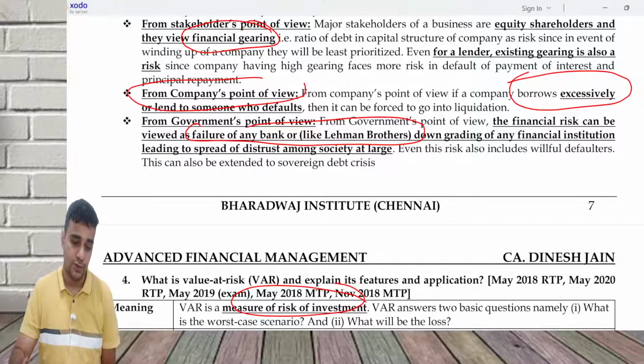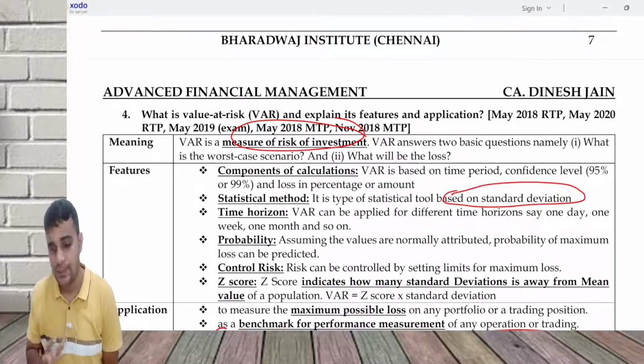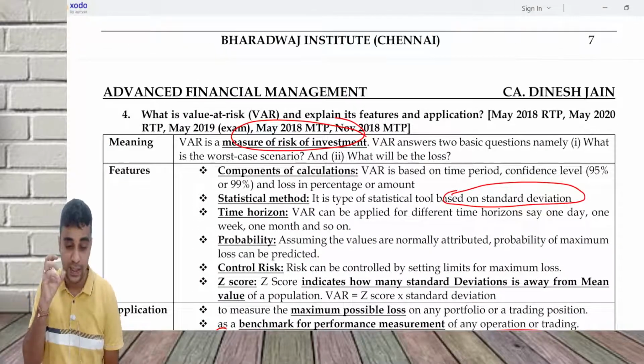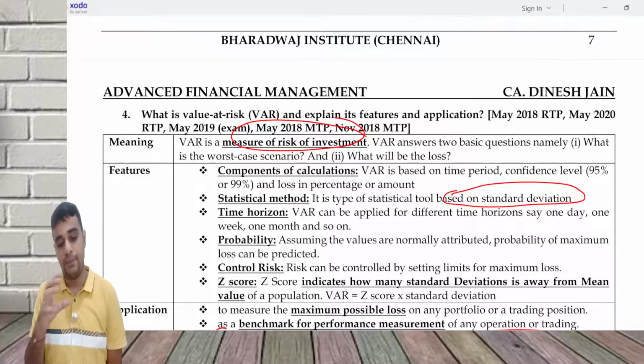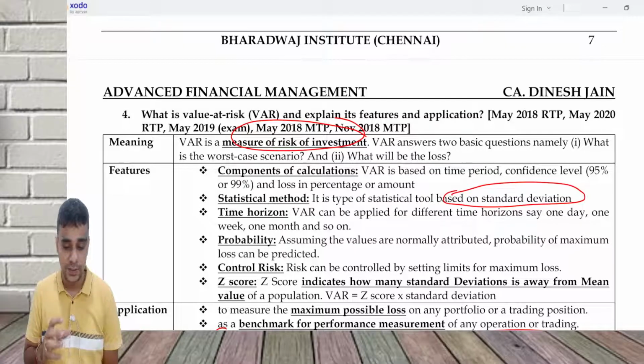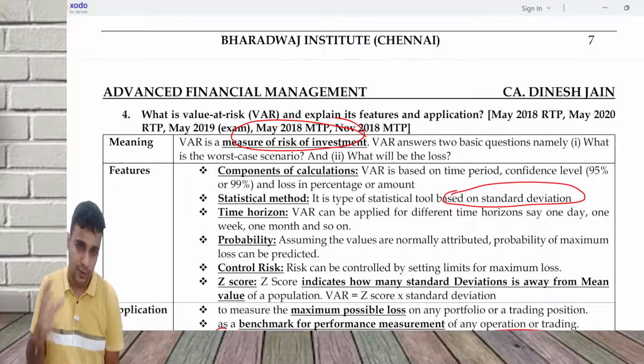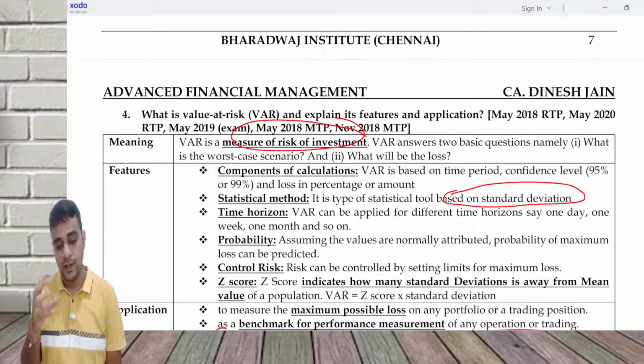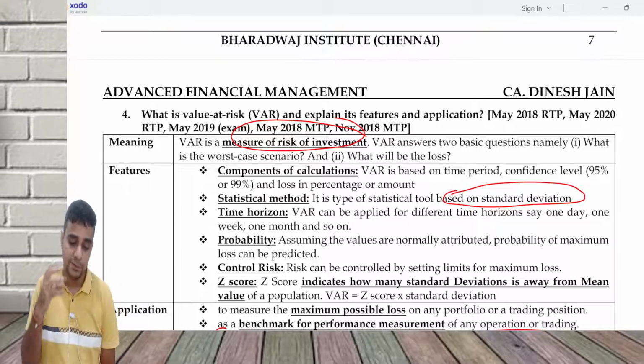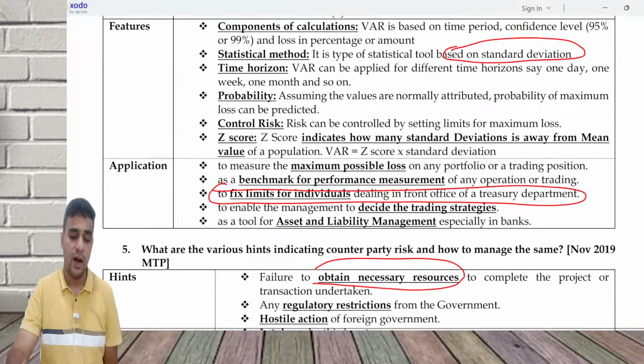Value at risk answers what the worst case scenario is and what the likely loss we are going to face. There are multiple components of value at risk: you have a confidence limit, and you look at the time period and how much loss you're going to face. You can use this to calculate the maximum possible loss, to assess your performance, as a benchmark for performance measurement, to fix limits, and to decide trading strategies.